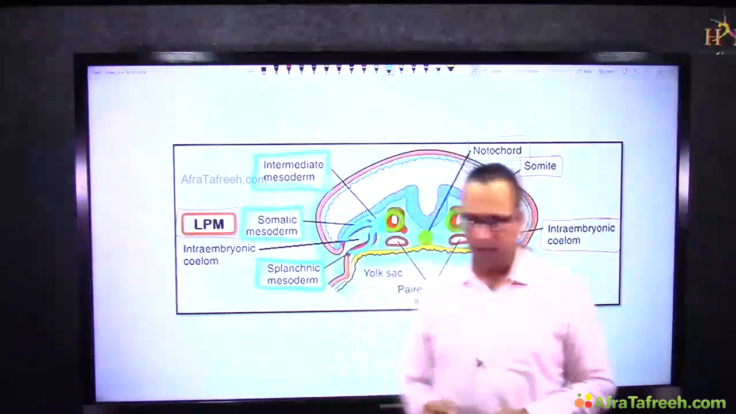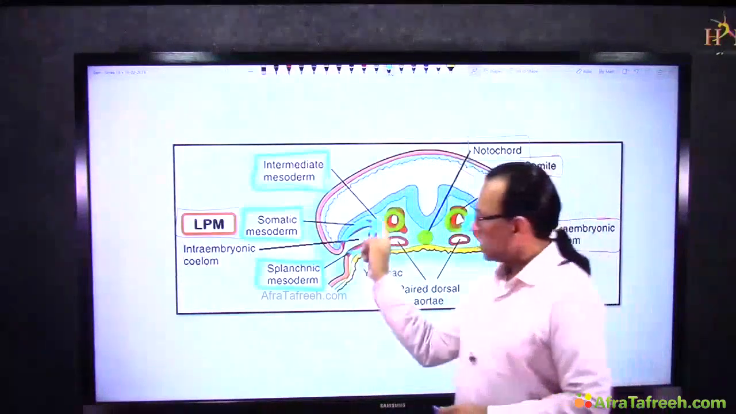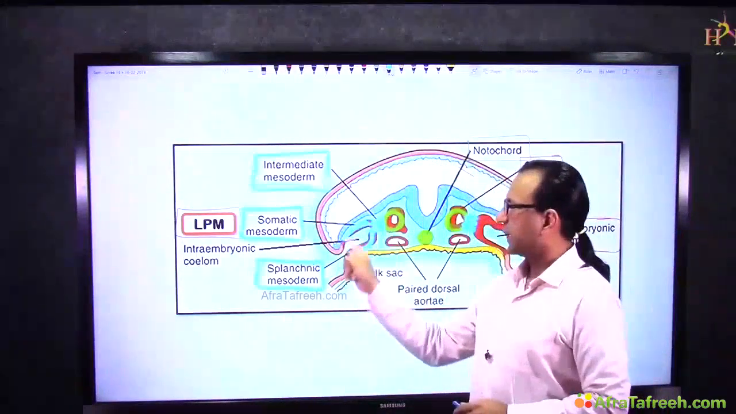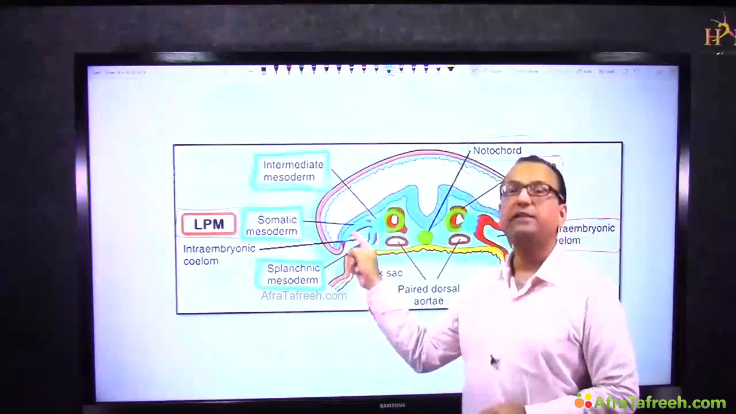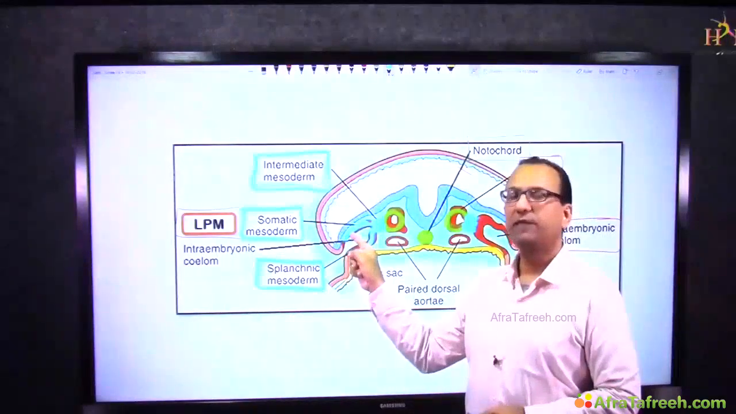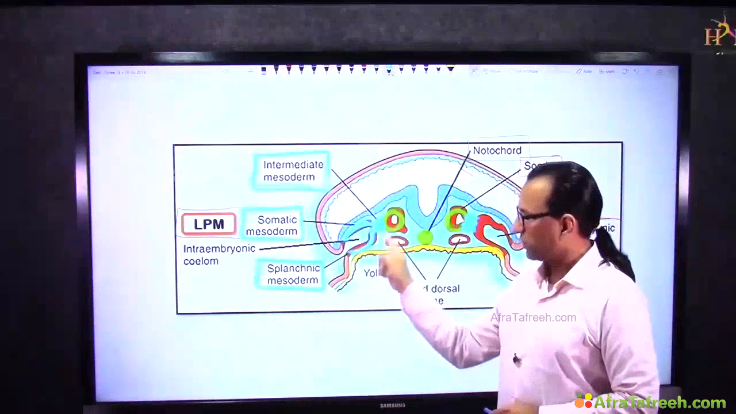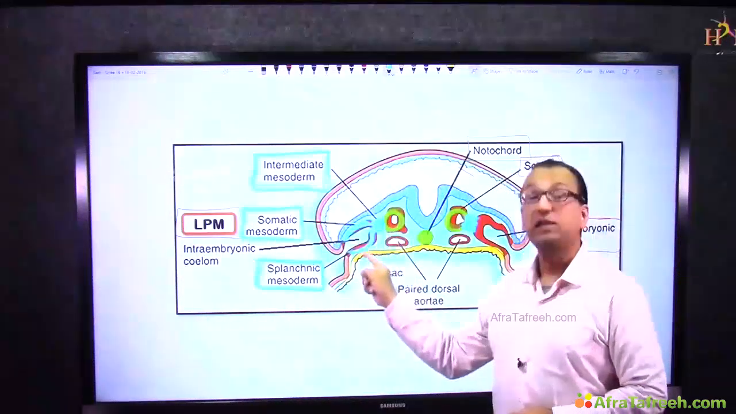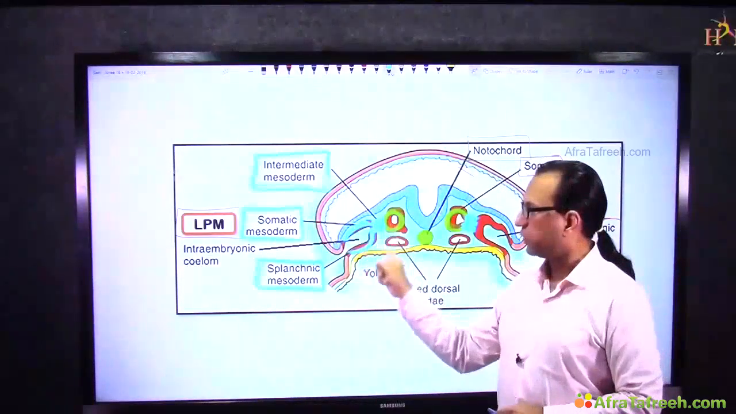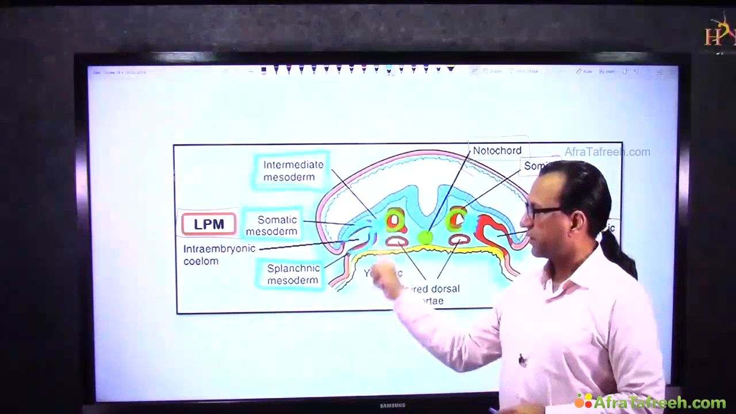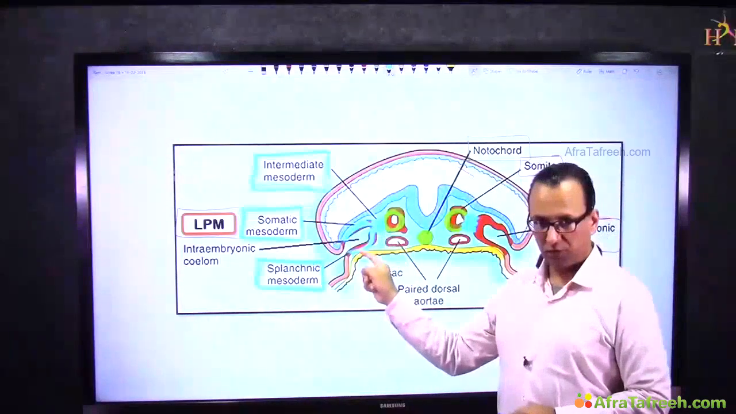Where are these membranes coming from? Understand, dorsal somatic lateral plate mesoderm forms parietal peritoneum, pericardium, pleura, and the ventral visceral lateral plate mesoderm will form visceral layers of the pleura, peritoneum, pericardium. Let's make a diagram now for the same.